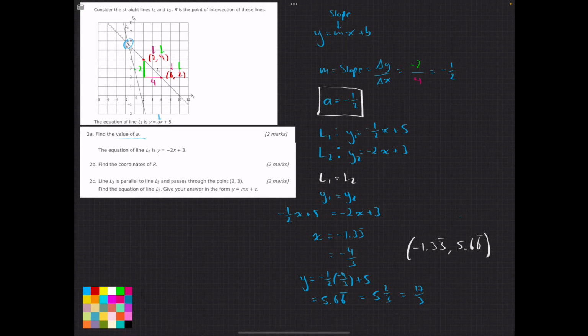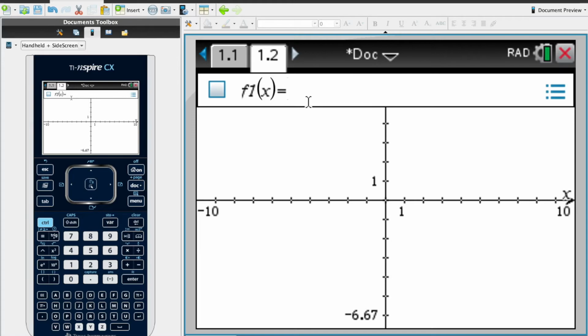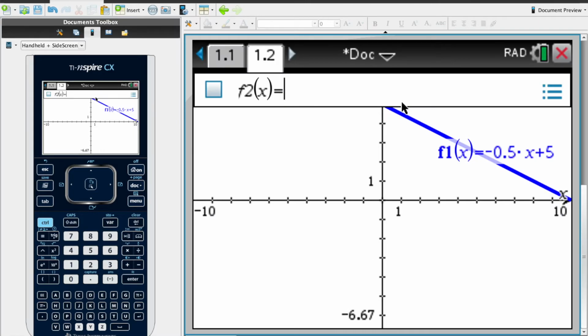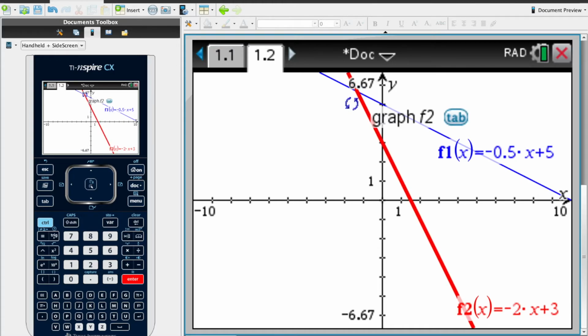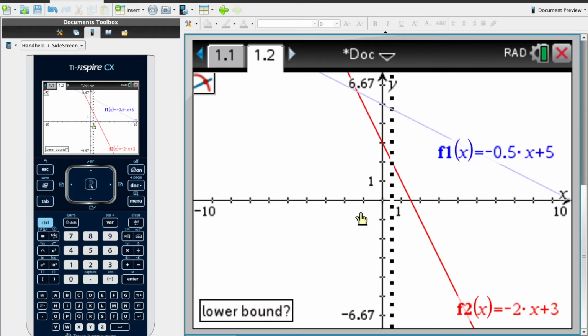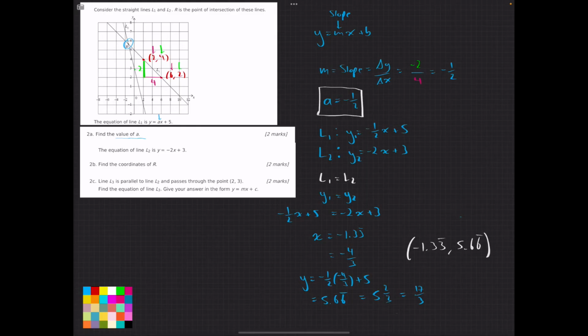One last way, I mean, if you want a kind of smorgasbord of opportunities, you can just graph it. So this might even be the most straightforward. Negative 0.5x plus 5, that's our first equation. Menu, graph entry, function, and this is negative 2x plus 3. Alright, so we even have this point of intersection. We don't even need to change the window. Menu, analyze graph. Let's find the point of intersection. And there it is, negative 1.33 and then 5.67. I think that's actually going to be the most straightforward way. Okay.